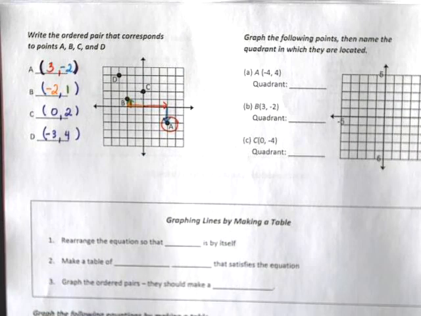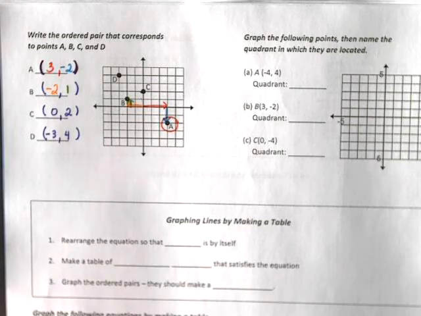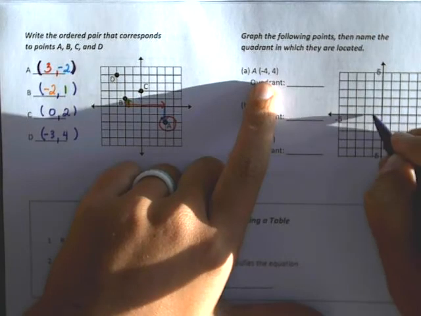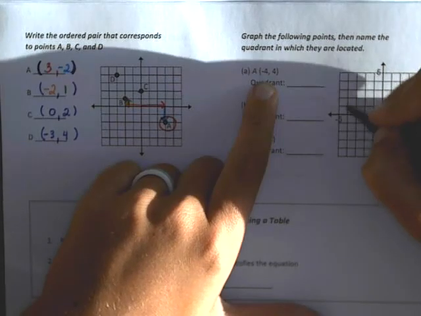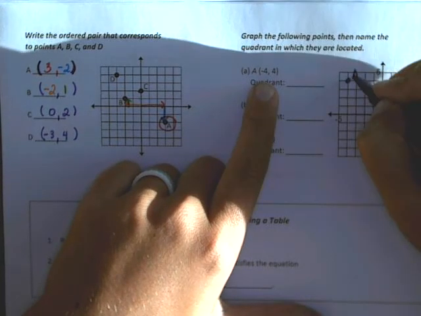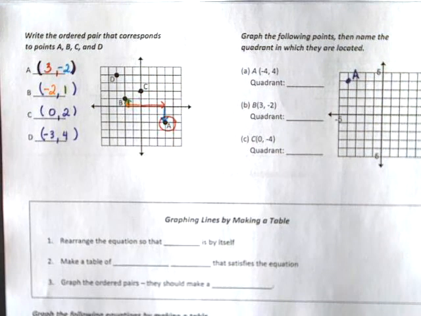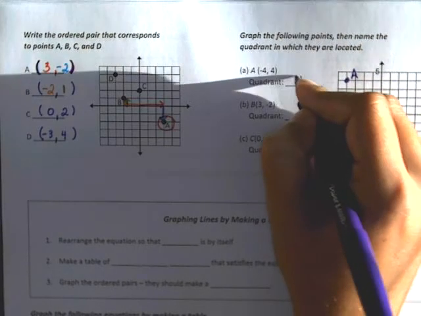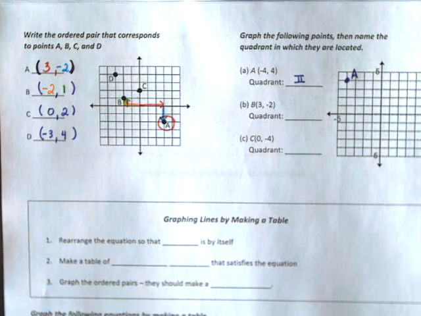Now let's see if we can go the other direction. So if I give you an ordered pair, can you graph it and then also list the quadrant that it's located in? Let's start with point A. To graph point A, first I would start at the origin and go left 4 spaces. Then I would go up 4 spaces. Now it's very important that you label which one's which. So this is point A. And if I think about my quadrants, this would be quadrant number 2. So I would just put a Roman numeral 2 there.